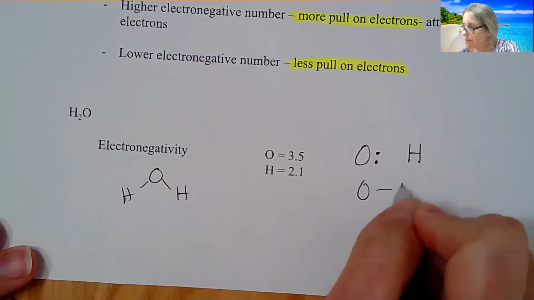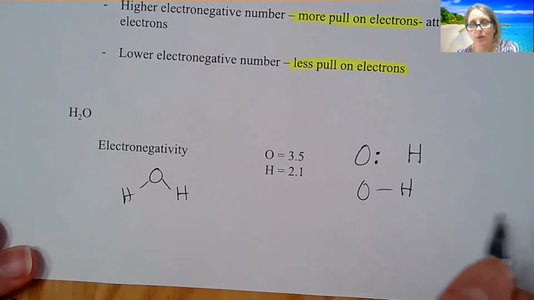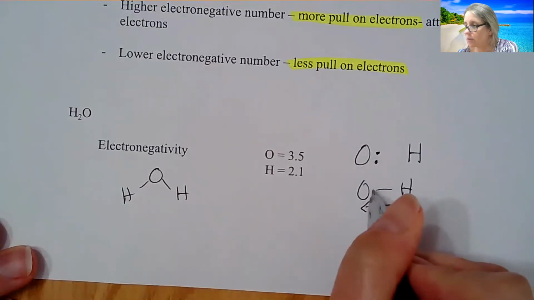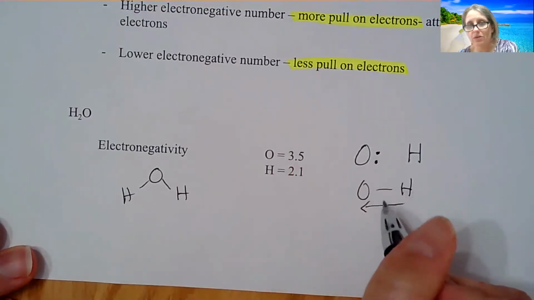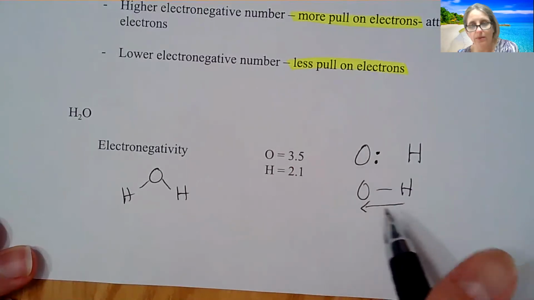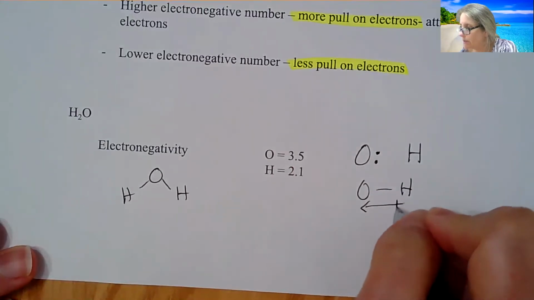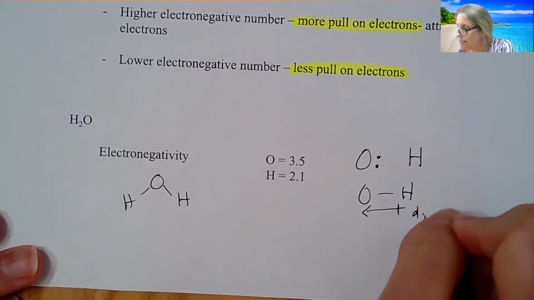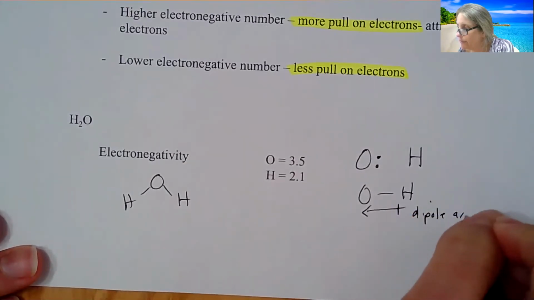But because dots are kind of a pain to deal with, we're going to be drawing something called a dipole arrow. And the dipole arrow is always going to be pointing towards the one with the bigger number. So since oxygen is the 3.5, we're going to point that arrow towards it. And we're going to do a little slash mark on the end. Okay, so this is called a dipole arrow.